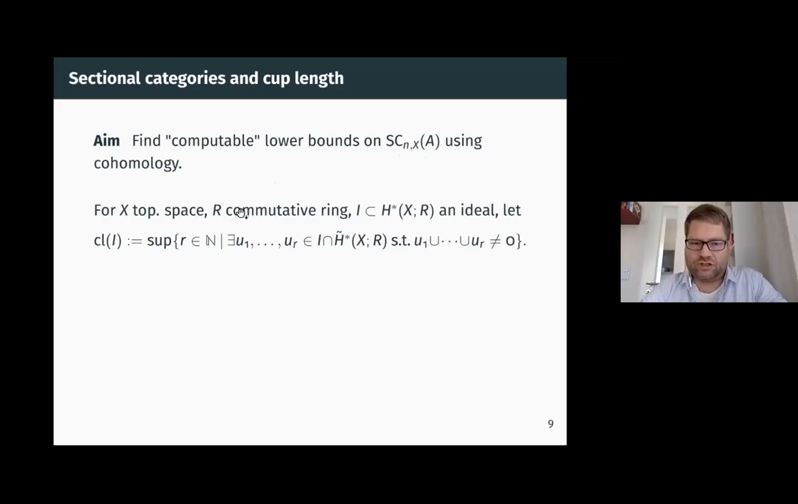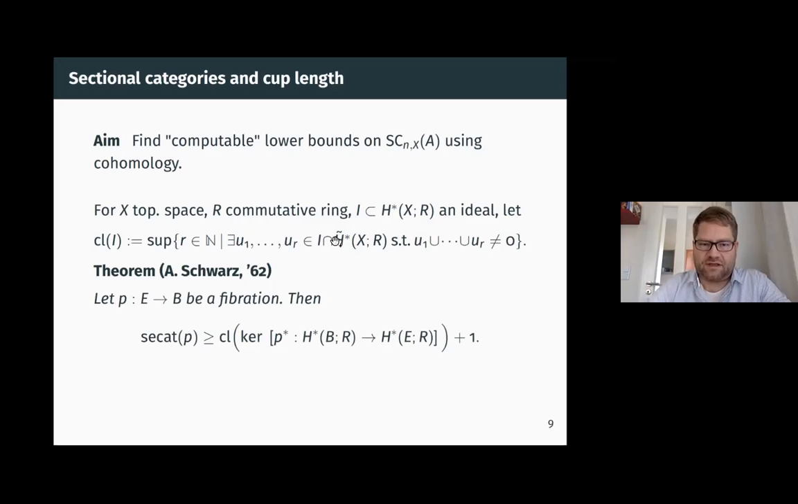And just some notation: if we have a space and a coefficient ring and some ideal of the cohomology ring of X with respect to these coefficients, we let CLI denote the cup length with respect to this ideal, or the nilpotency of this ideal. So the biggest number R such that we have a non-vanishing product of R classes of positive degree inside this ideal.